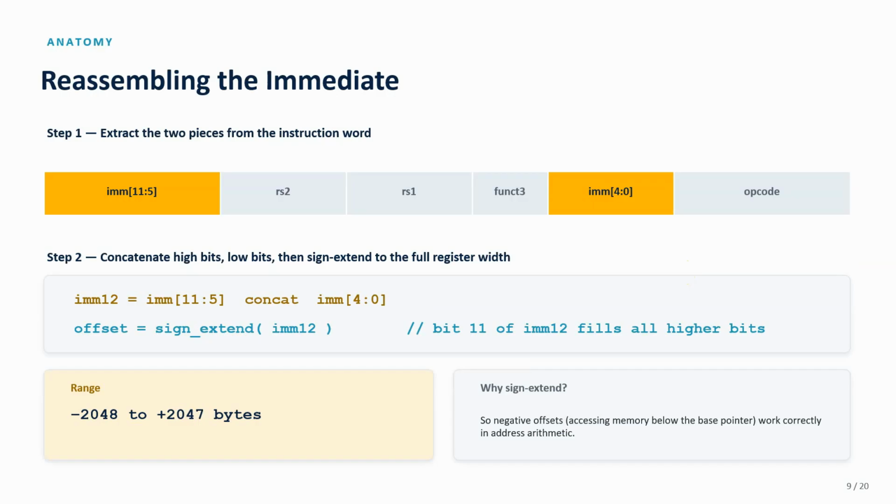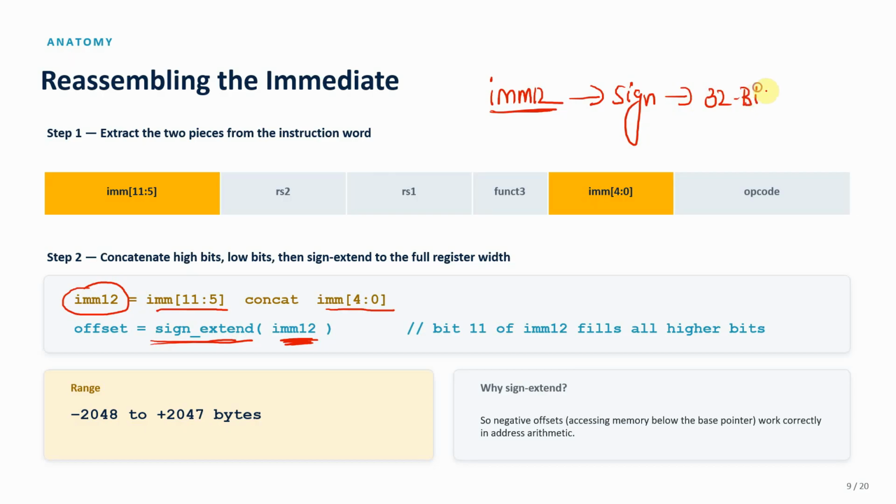Now, since the immediate value is split into two fields, we concatenate them and form a 12-bit immediate value. So we concatenate immediate 11 down to 5 and immediate 4 down to 0. Whatever 12-bit immediate value we get, I am going to sign extend it to a 32-bit value. After concatenating, I perform the sign extension and convert it into a 32-bit sign extended value.